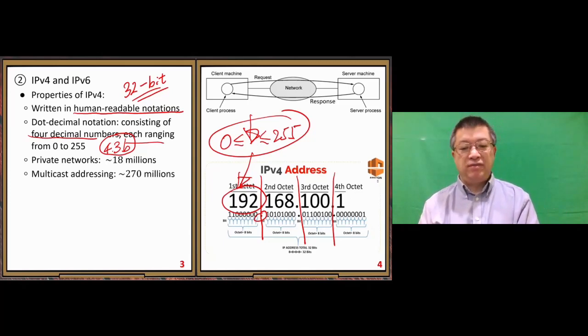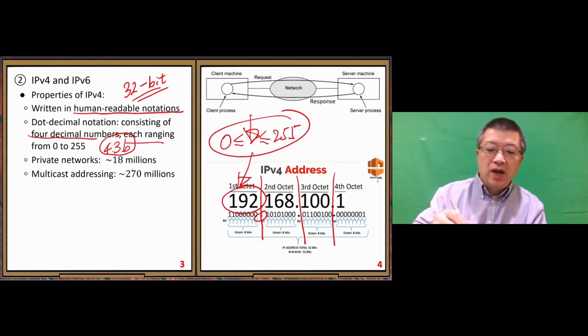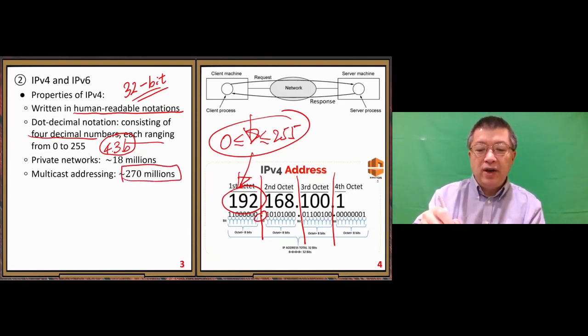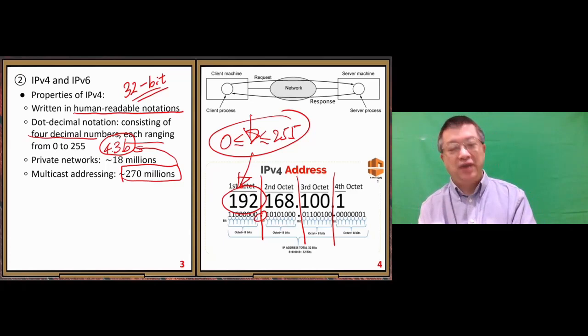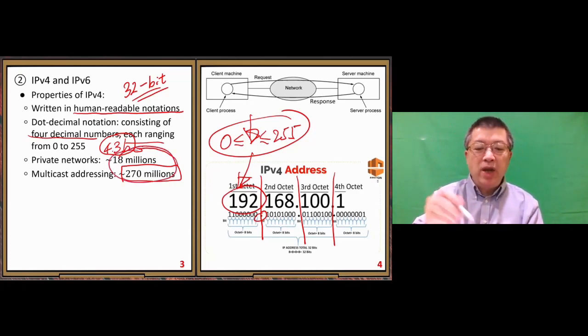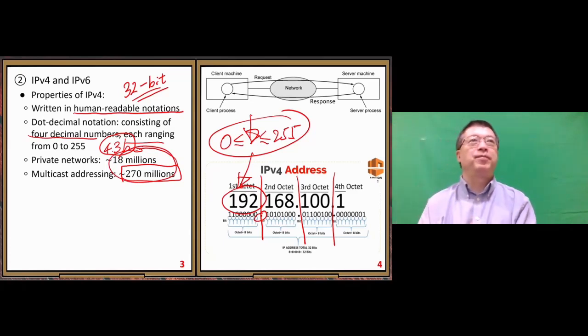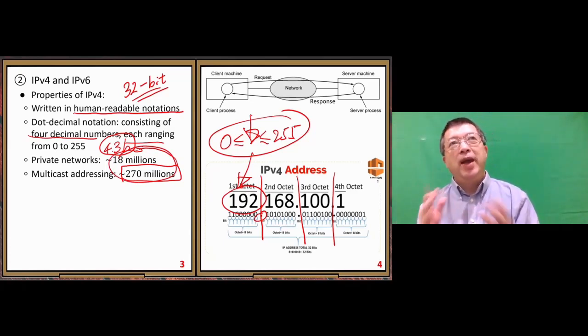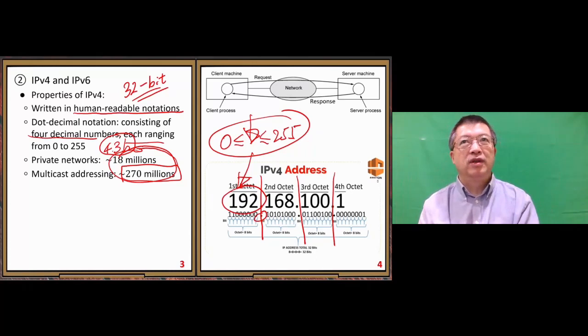Multicasting addressing uses 270 million, another block of resources inside that 4.3 billion. So you can see, removing these two parts, the remaining number of IPv4 addresses that can be used for regular networks is approximately 4 billion.